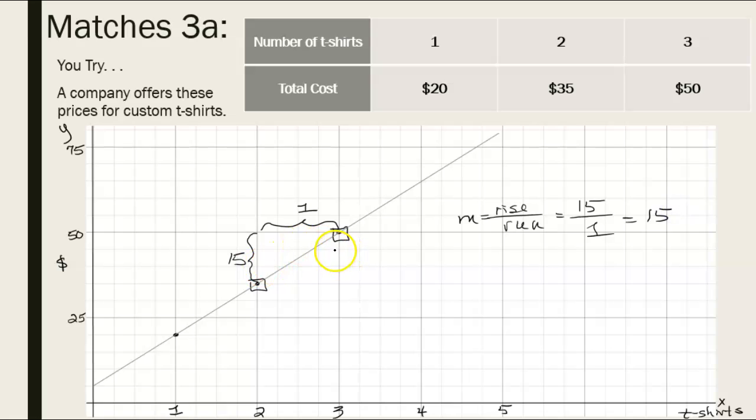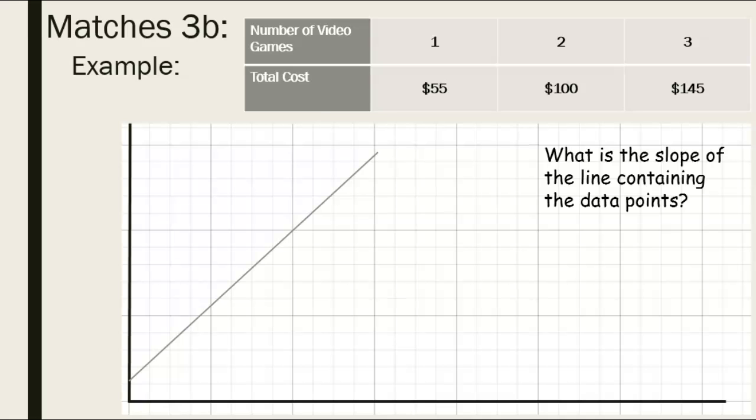You also could have gotten the ordered pairs and said this is for 3 t-shirts, that's going to be $50, and for 2 t-shirts it's going to be $35, and you could have subtracted those values, so taken 50 minus 35, which you would in fact get 15, and then 3 minus 2, which you would in fact get 1. All right. Okay, so that one's done. Let's move on to the next one.